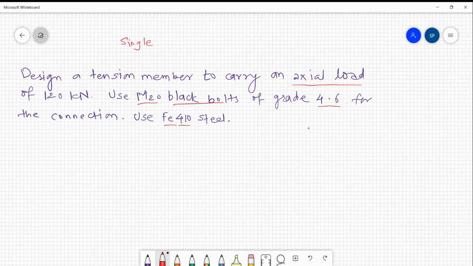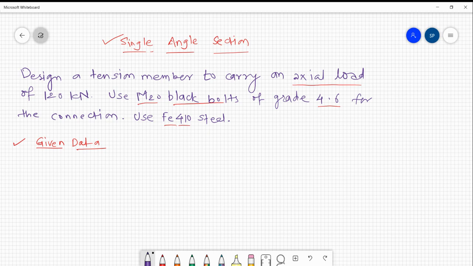In previous session we have seen what are different cross sections that can be used for tension member. So today we will be designing this tension member using single angle section. The very first step in the design will be noting down the given data. This is a very important thing and a good habit as well, to first enlist what is given, what are the things that are given in the problem.